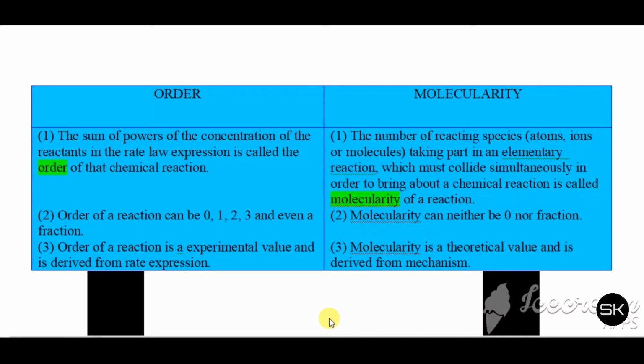In this video, I'm gonna tell you the differences between order and molecularity of a reaction. The definition of order is: the sum of powers of the concentration of the reactants in the rate law expression is called the order of the chemical reaction.